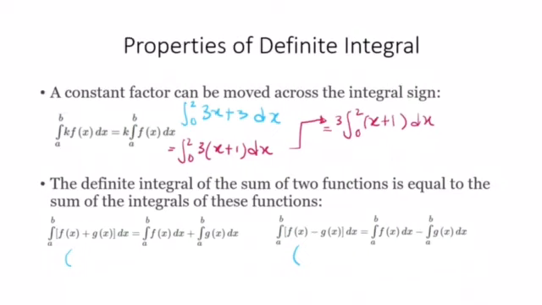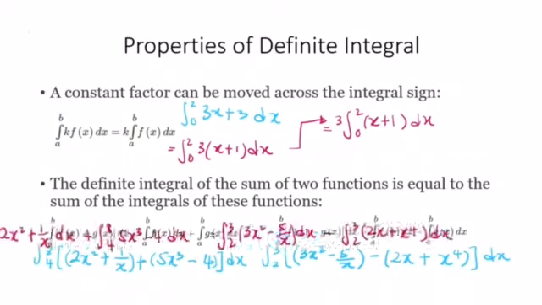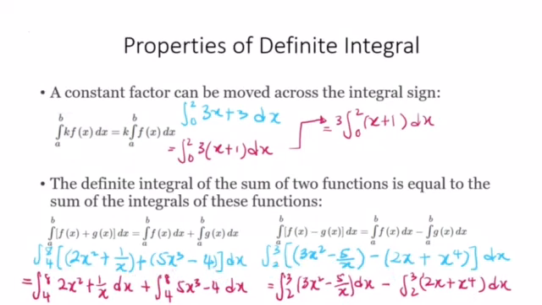The second: the definite integral of the sum of two functions is equal to the sum of the integrals of the functions. So if we have two functions f of x and g of x, but we have the same interval b and a, let me show you an example. This is a question, then we can write it in this expression.